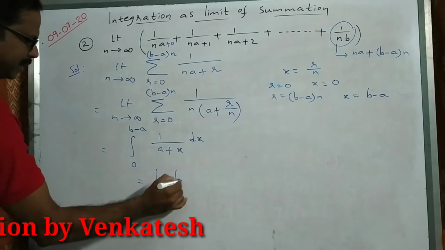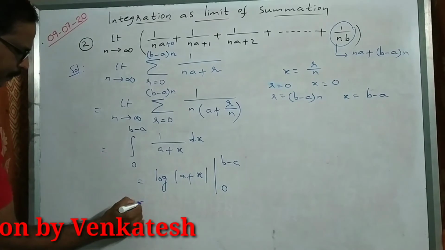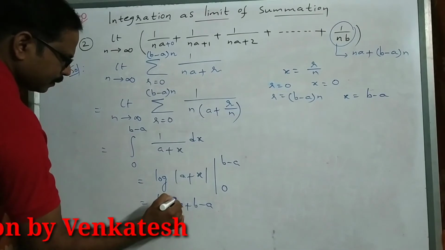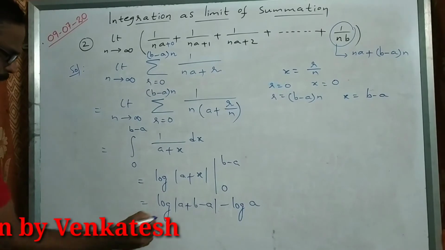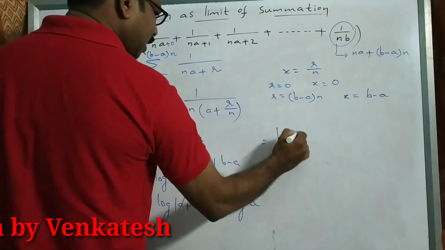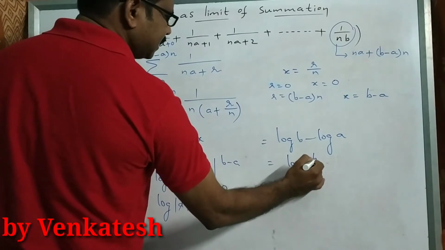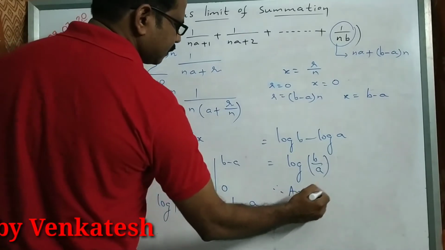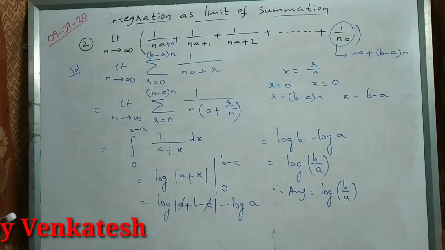So 1 by a plus x means log mod a plus x. So b minus a, this is 0. Log of, instead of x I will write b minus a, minus log a plus 0. So log a. So a cancel. So what is remaining here? Log b minus log a. Log b minus log a can be written as log b by a. So therefore my answer is log b by a. Clear?